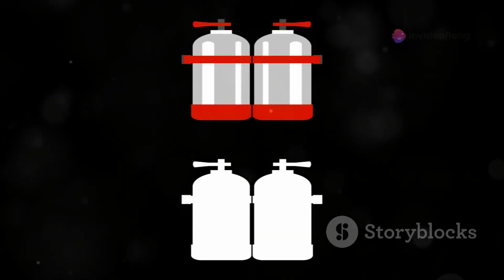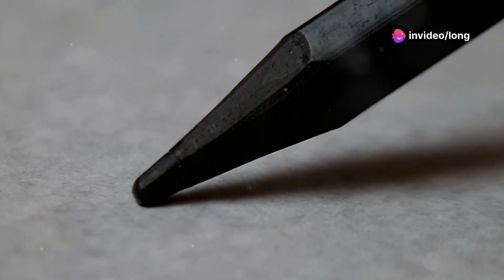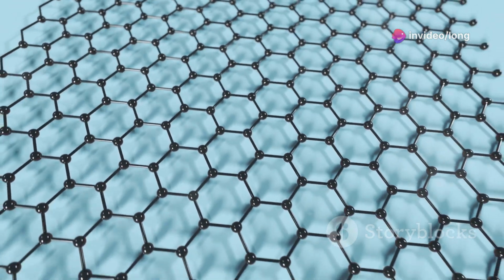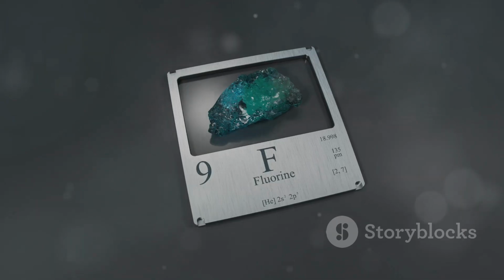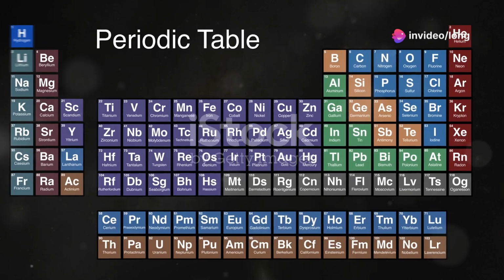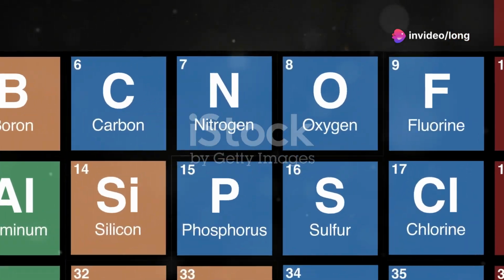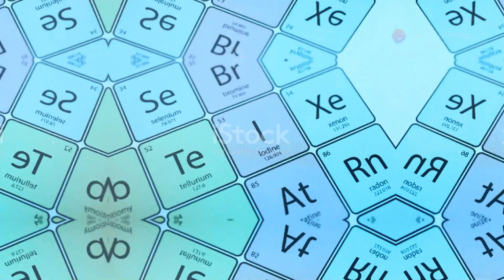Some are gases like oxygen and nitrogen, which make up the air we breathe. Others are solids like carbon, which is found in diamonds and graphite, and some are liquids like bromine, a reddish-brown liquid. Despite their name, non-metals are essential for life. Oxygen is crucial for respiration, nitrogen is a key component of proteins and DNA, and carbon is the backbone of all organic molecules.